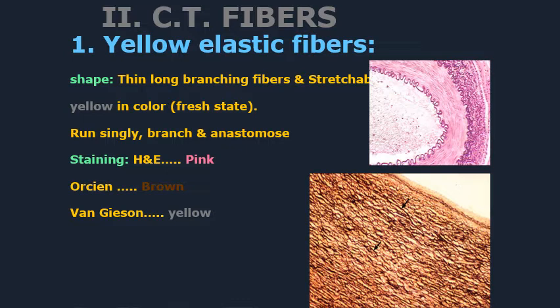You should know the stain. They stain pink with hematoxylin and eosin, brown with a stain known as orcein, and yellow with a stain known as Van Gieson. Here, as you see, these are the elastic fibers. They appear as if they are corrugated, and this is present in a blood vessel, and the lower section is from the aorta.